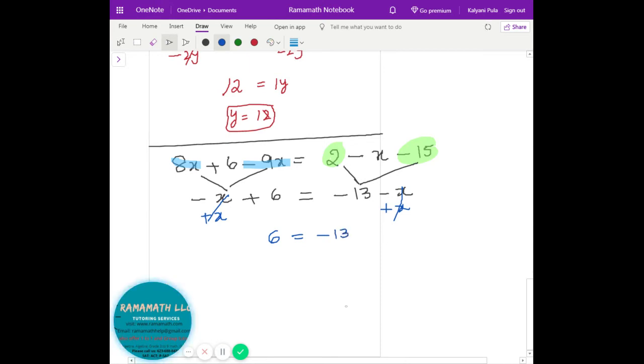Now I'm asking a question. 6 and negative 13 are equal? No, right? They're not equal. But we are getting that they're equal. So this type of question we call no solution.